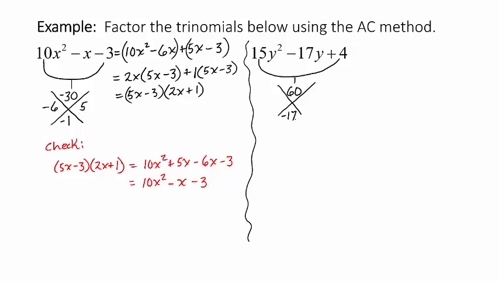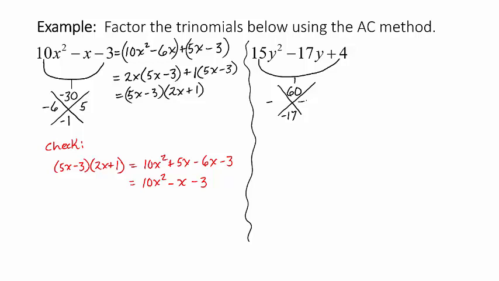Look at that last term. It's positive. So we know that our two factoring numbers have to be either both positive or both negative. And since our middle term is negative, we know that they're both going to be negative. But what are we going to have there?